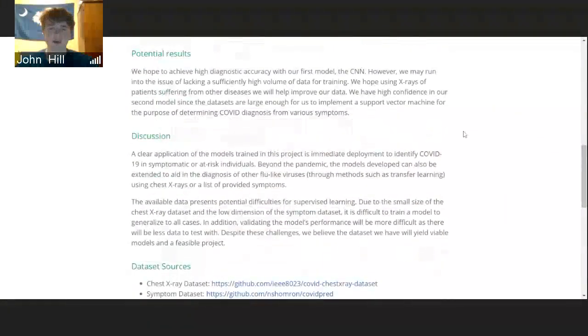We hope to achieve high diagnostic accuracy with our first model, the convolutional neural network. However, we may run into the issue of lacking a sufficiently high volume of data for training. We hope using X-rays of patients suffering from other diseases will help us improve our data. We have high confidence in our second model since the data sets are large enough for us to implement a support vector machine for the purpose of determining COVID diagnosis from various symptoms.